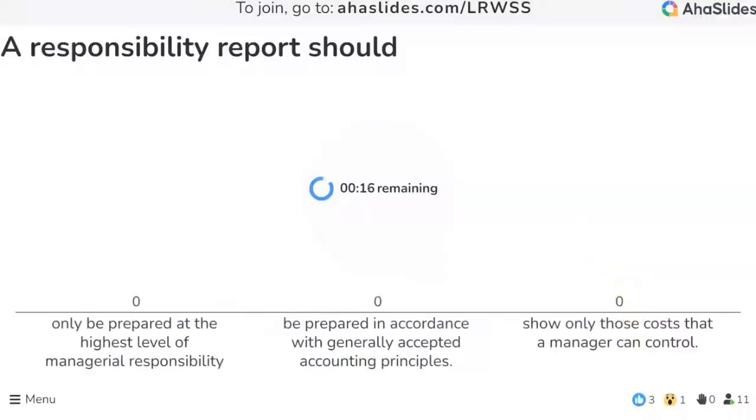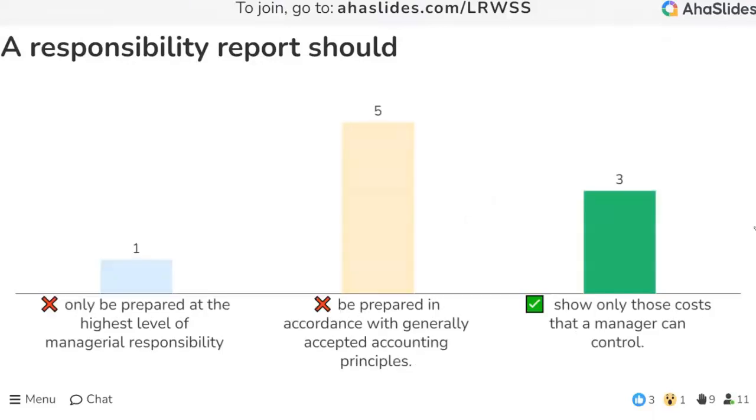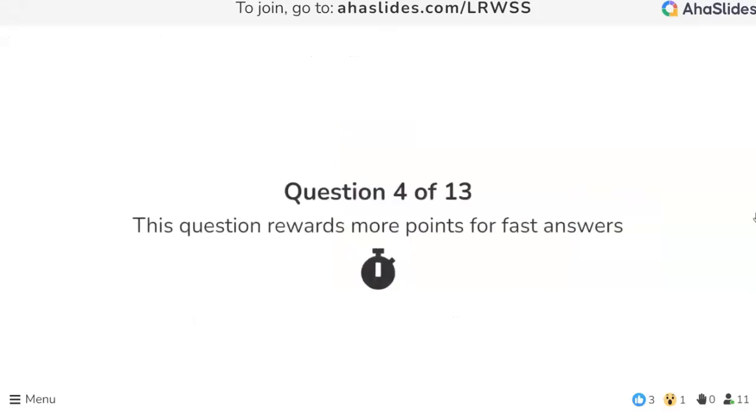A responsibility report should only be prepared at the highest level of responsibility, be prepared in accordance with GAAP, generally accepted accounting principles, or should show only those costs over which a manager has control. Oh my goodness, folks, are you not listening to me? No, only those costs that are controllable. Let's hope we get better at this.